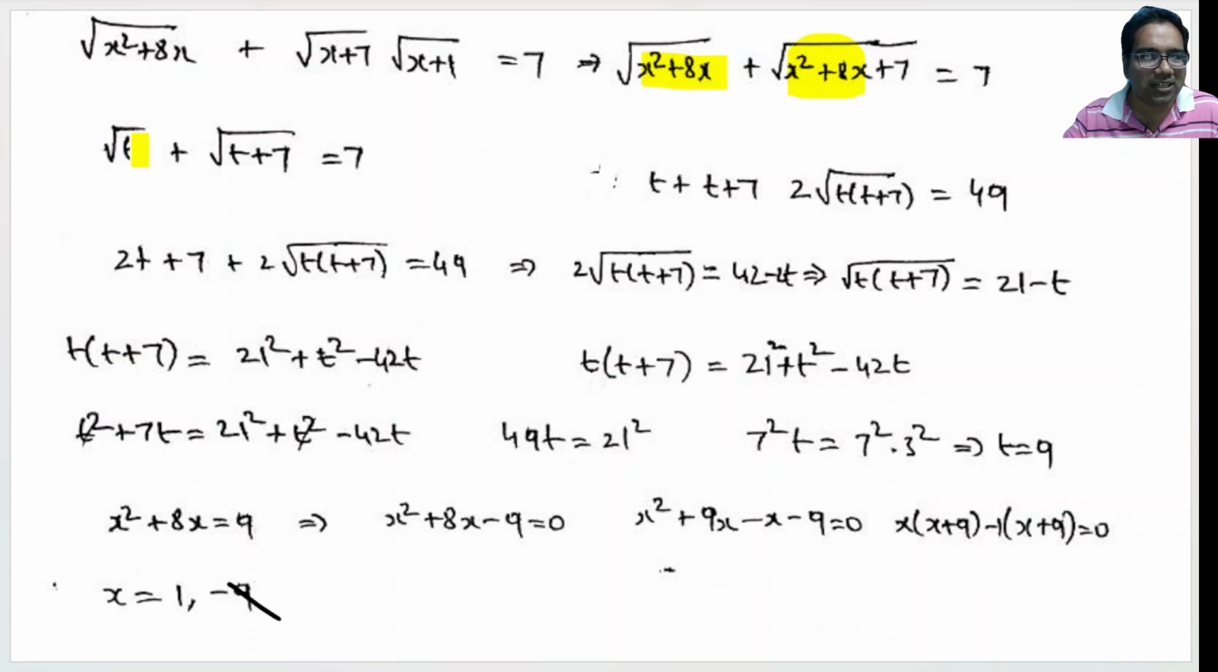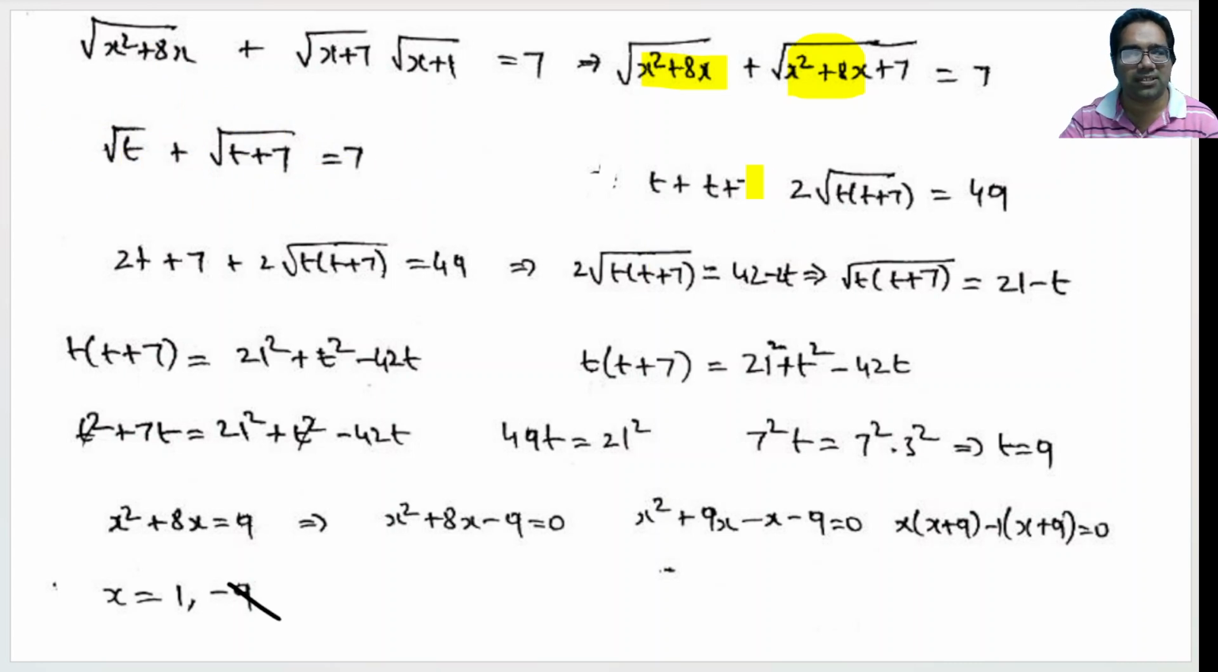Just by looking at this, we can see that t equals 9 is a solution, because root 9 is 3, plus root of 9 plus 7, root 16, is 4, and 3 plus 4 equals 7. Just by looking at it we can tell, but we should still know the algebraic way of finding this out. So what we do in this case is square the left side and the right side.